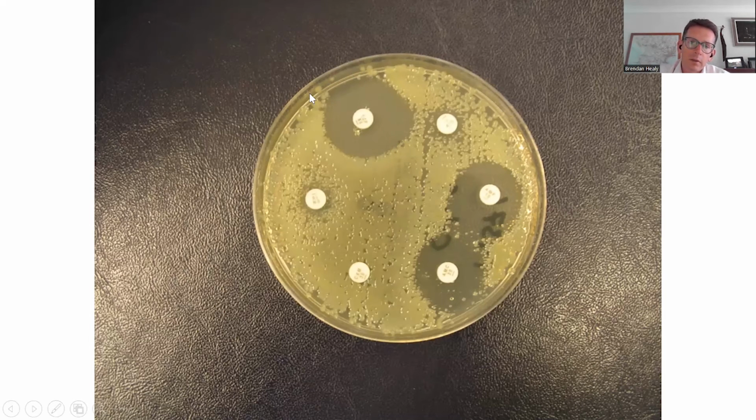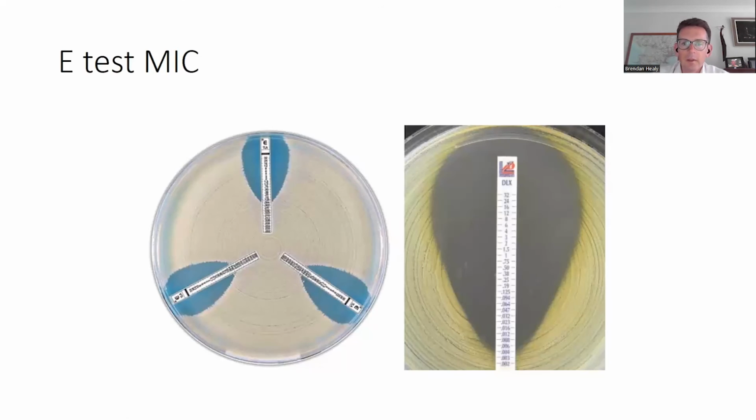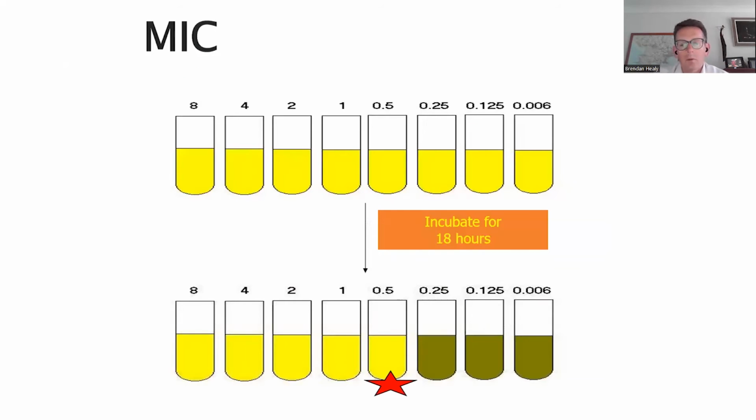With these discs, you have a zone size, and the zone size will determine whether something is sensitive or resistant. And that sensitive or resistant is roughly equivalent to the MIC. But the other thing that's worth bearing in mind is that you get a report which says a bacteria is either sensitive or resistant, but you should think a little bit about what that actually means. So let's imagine that the cutoff for resistance is 0.5, for example. This organism here is sensitive because the MIC is 0.5, but actually it's sensitive right around the cutoff.